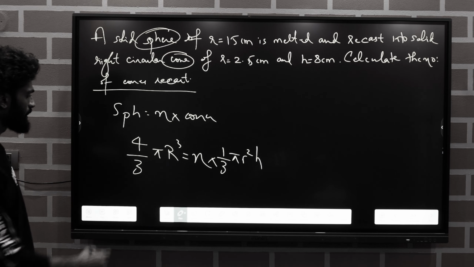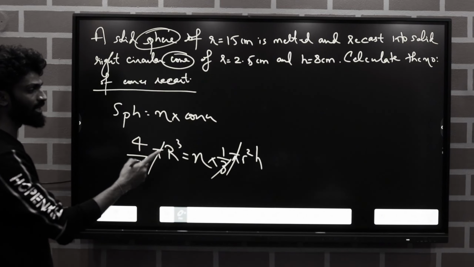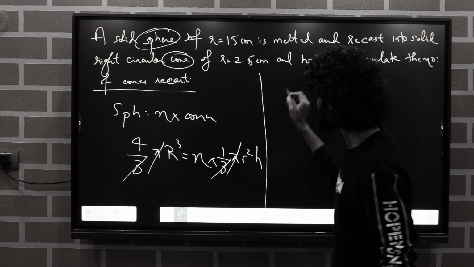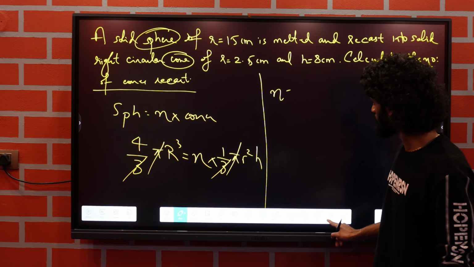Now let's cancel off whatever can be done. Cancel the pi as well as the pi. Don't cancel the R and r because both the r's are two different values. Correct? So now what happens? Keep the n there itself. What else? Okay, before that I think we'll go one step ahead.